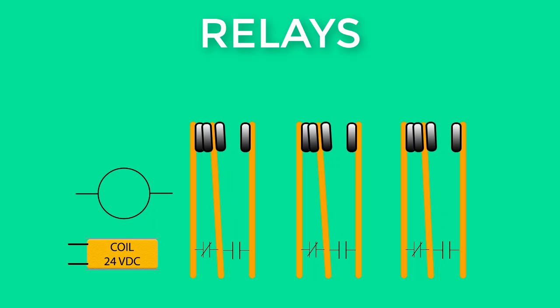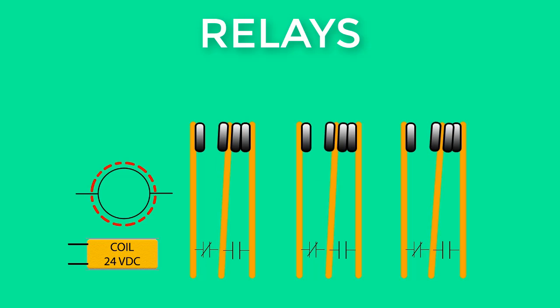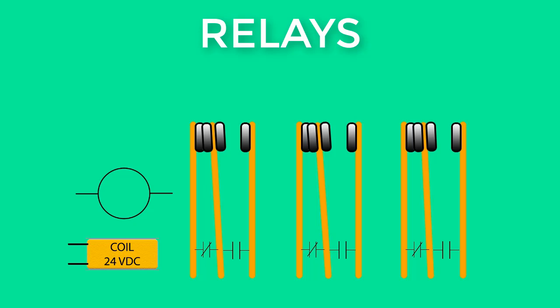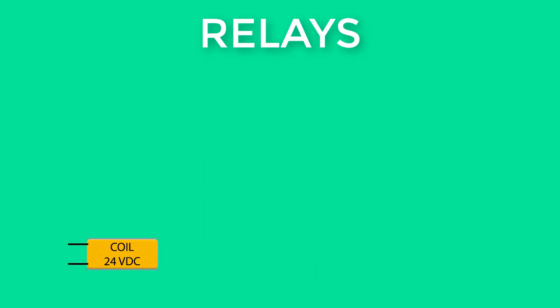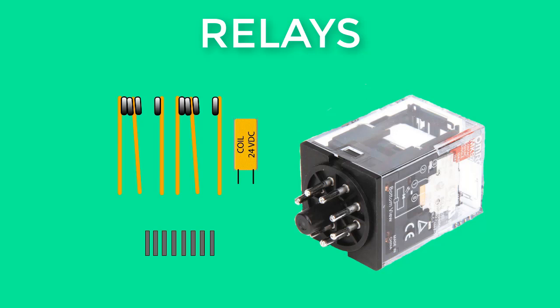Relays may have one or more sets of single-pole double-throw contacts. Remember that all of the contacts are controlled by the coil. Relay components have external connection terminals.